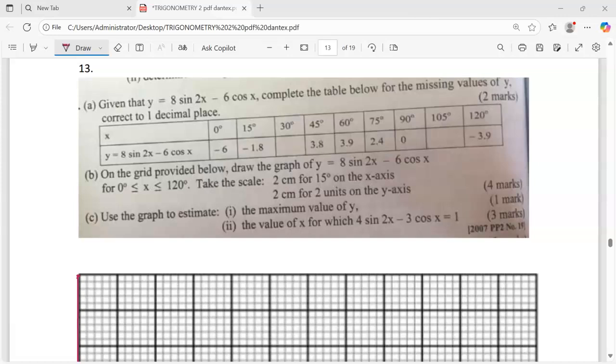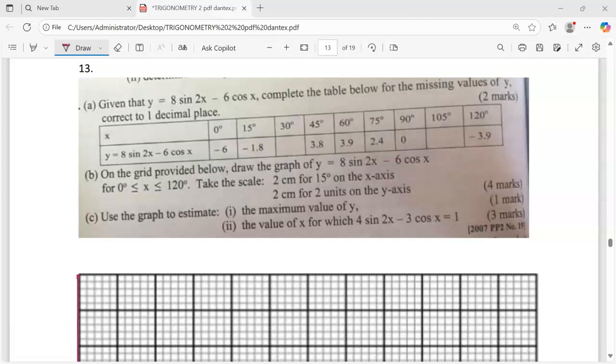This is K.C.S.E. 2007 Paper 2, number 19, a question on trigonometry. The question reads: given that y is equal to 8 sin 2x minus 6 cos x, complete the table for the missing values of y. We have the values of x between 0 and 120. We also have y, which is equal to 8 sin 2x minus 6 cos x.